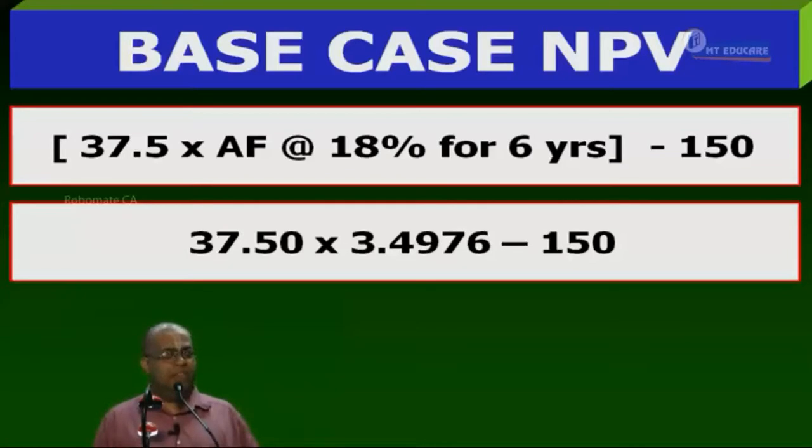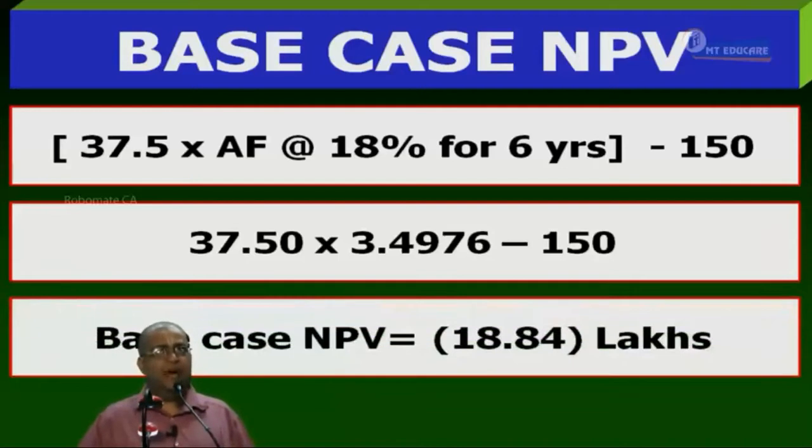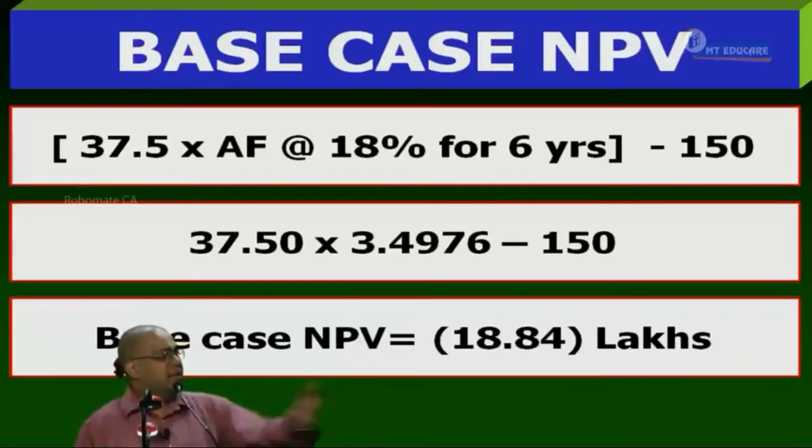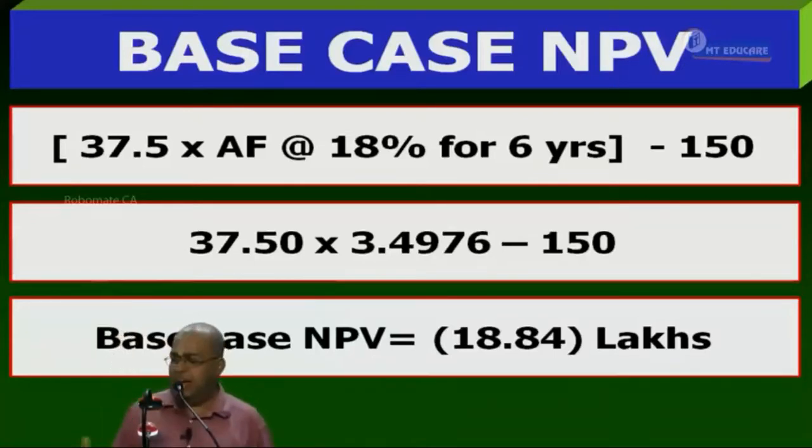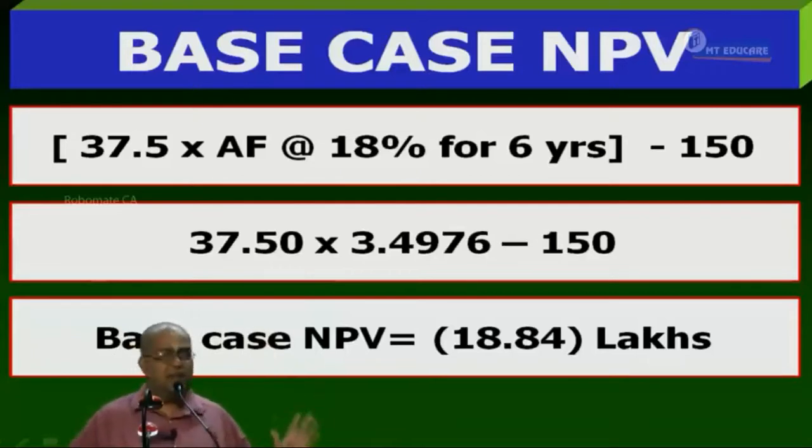Base case NPV is equal to discounted inflow minus discounted outflow, which is equal to 131.16 lakhs minus 150 lakhs, which is minus 18.84 lakhs. Answer my question: in an all equity project, will I accept it or reject it? Reject it, because it has a negative net present value. Everybody, are you following or not? Base case NPV over.